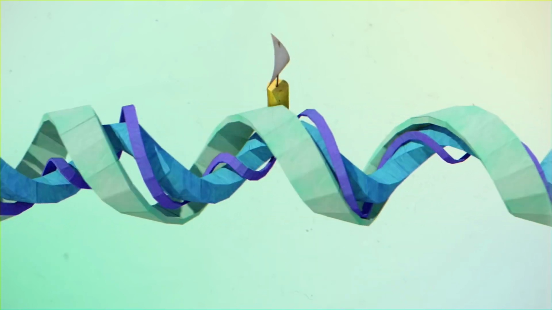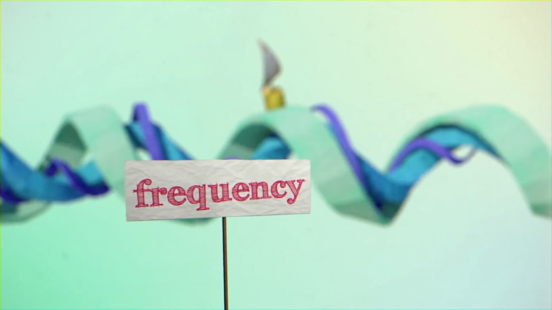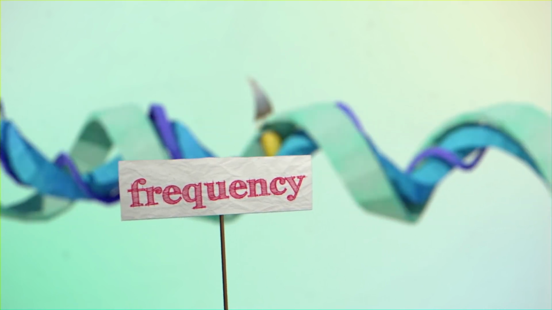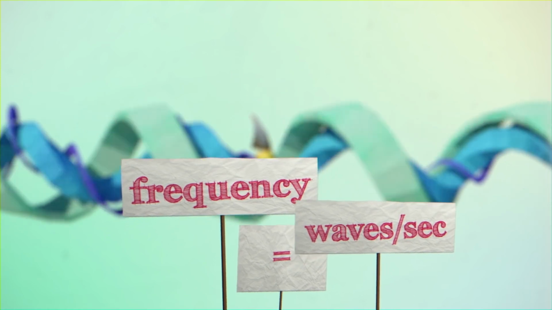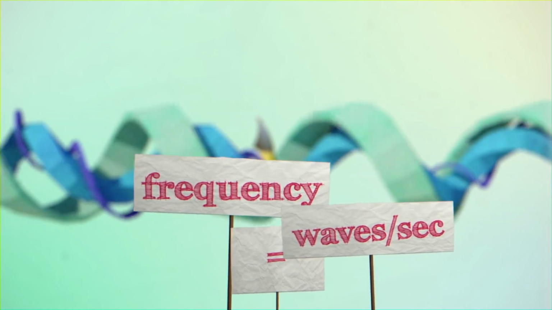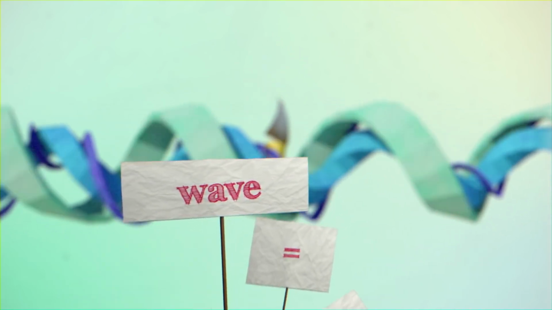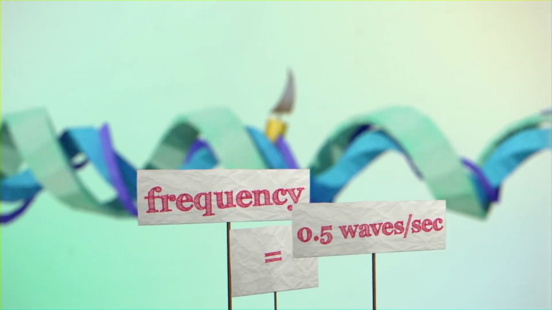The same information can be expressed in a different way by calculating the wave's frequency. Frequency, as the name suggests, tells you how frequent the waves are. That is, how many of them go by in 1 second. If you know how many seconds one full wave takes, then it's easy to work out how many waves go by in 1 second. In this case, since each wave takes 2 seconds, the frequency is 0.5 waves per second.